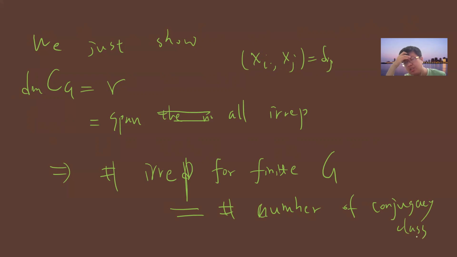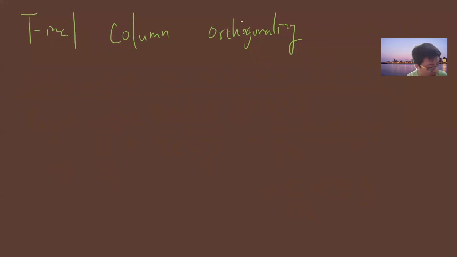Nice. So this is the results. Okay, so the final one is we want to prove the column orthogonality. Let me just write down the column orthogonality and we do the proof. After we know that the number of characters is the same as the number of irreducible representations, then it should be easy.